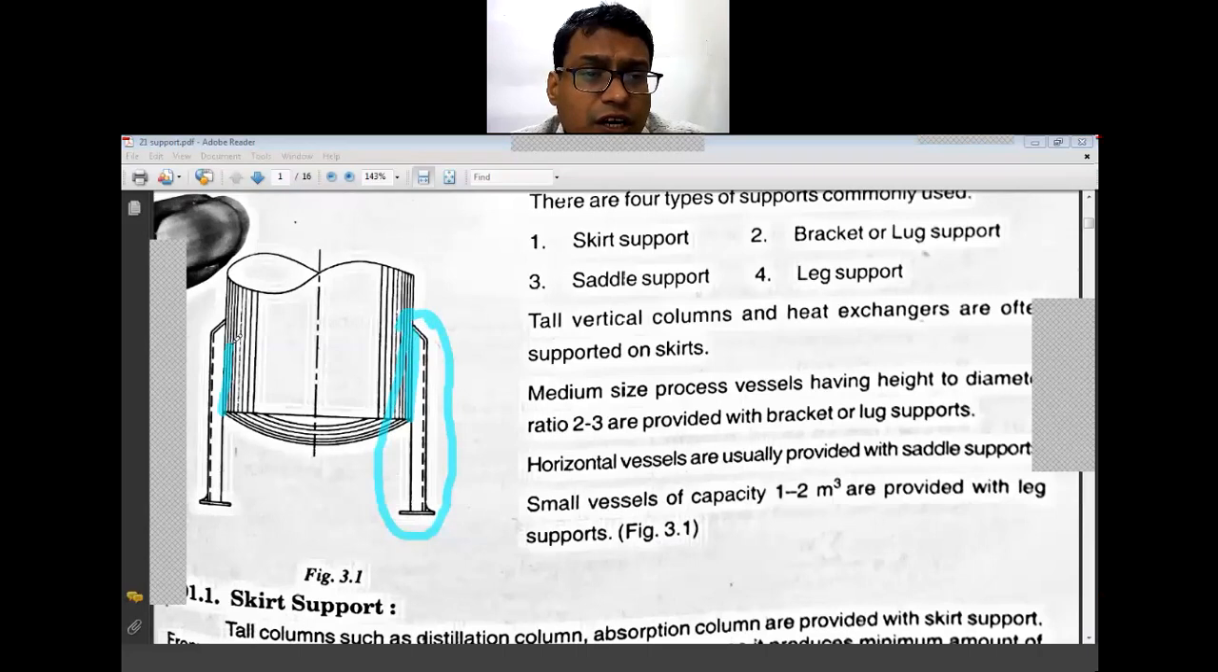In this figure, four leg supports are provided, or two leg supports can be provided. They can be three or four. Generally, they are provided in multiples of two, and that again depends on the dimensions and the amount of fluid or content that is to be stored. That means its own weight and the weight of the vessel itself is going to decide.